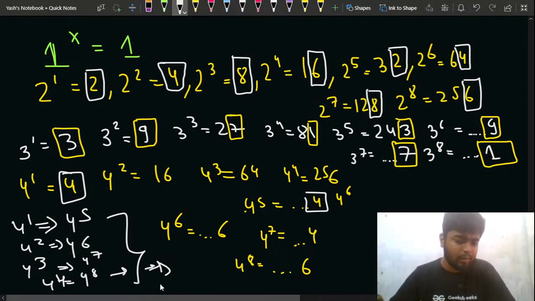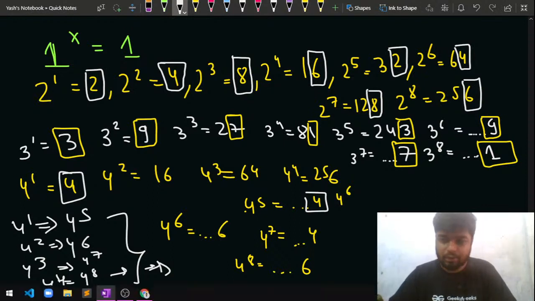Is this much part clear to everyone? Just quickly tell me in the chat. If this much part is clear to everyone, just quickly let me know in the chat, right?